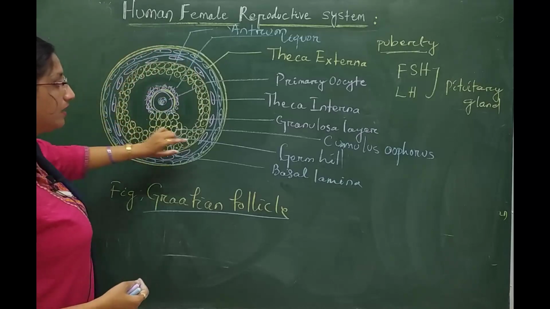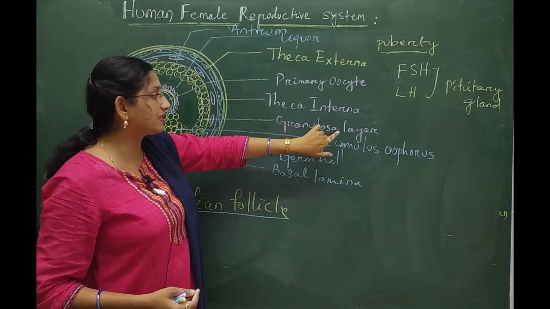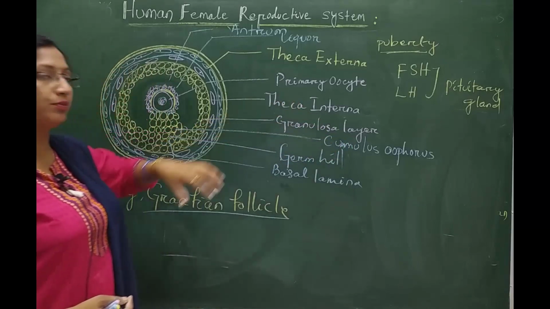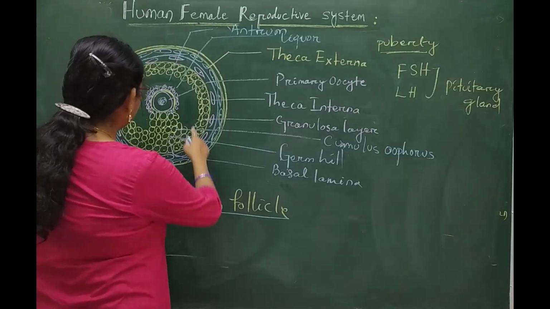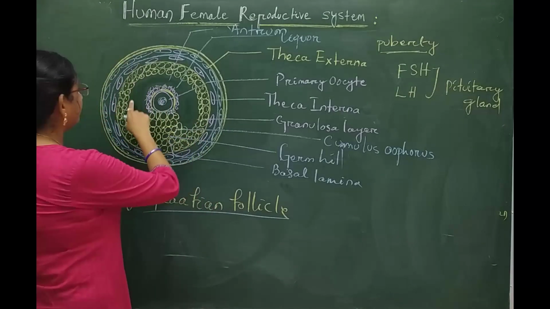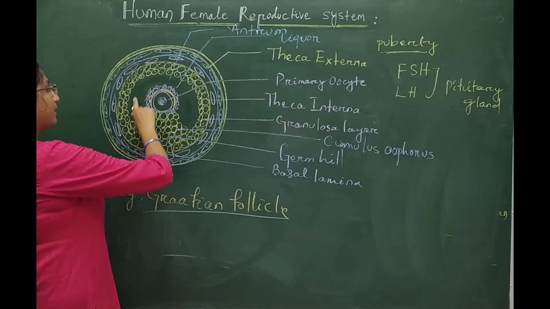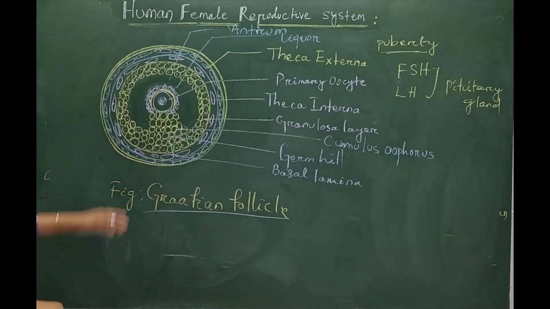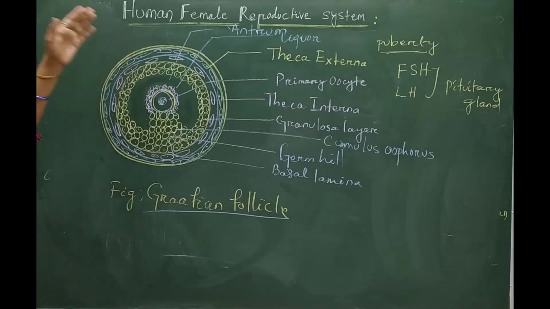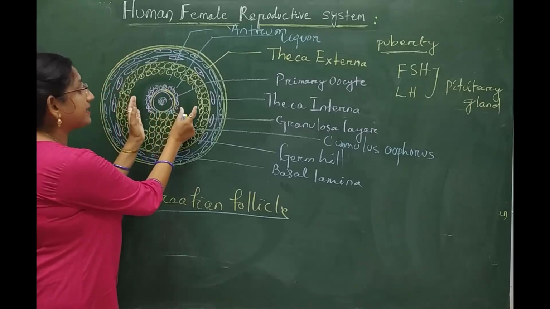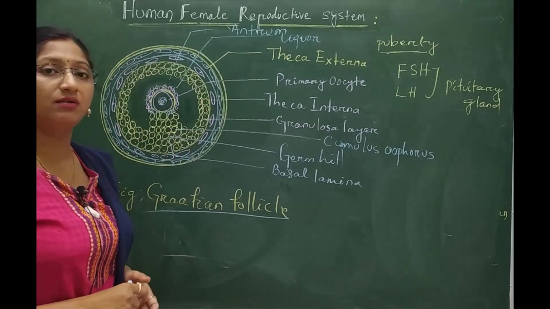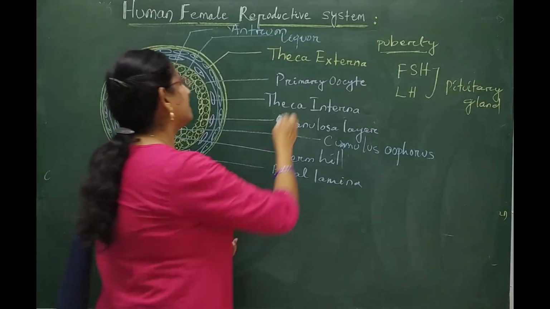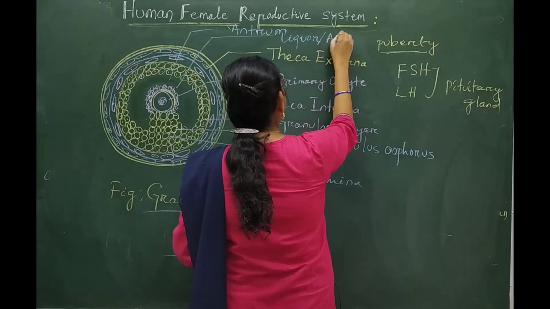form a layer known as the granulosa layer, which is able to produce the estrogen hormone for the development of the primary oocyte. This granulosa layer and primary oocyte have a space around them, known as the antrum, and this antral cavity is filled with a fluid known as antral fluid, or it may be known as liquor.